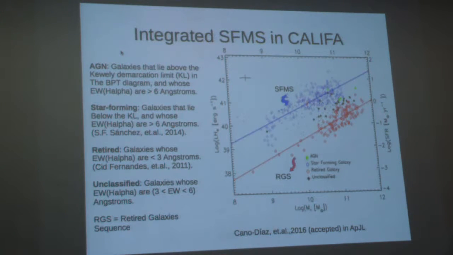Then the galaxies that had an H-alpha equivalent width lower than 3, regardless of the position in the BPT diagram, are considered to be retired galaxies, because those are galaxies whose ionization of the gas may be triggered by post-AGB stars, and those points are the red points in this plot. This red sequence we call the retired galaxy sequence. And those points that are left are galaxies with an H-alpha equivalent width between 3 and 6, and those are unclassified points, the black points in this plot.